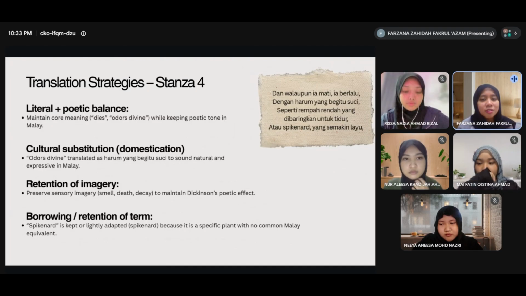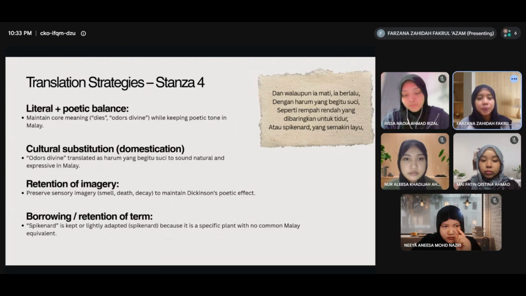Next, cultural substitution is used. For example, "lowly spices or orders divine" is translated as "rempah-rempah sederhana" and "harum yang begitu suci." This makes the imagery more understandable for Malay readers while keeping the original idea of something humble yet fragrant.